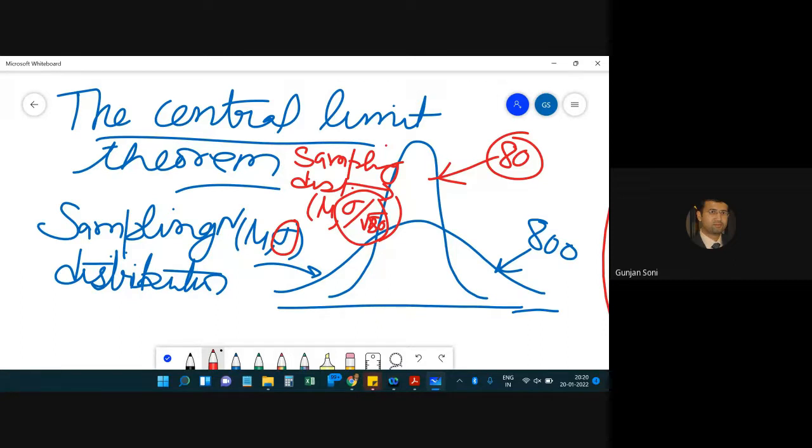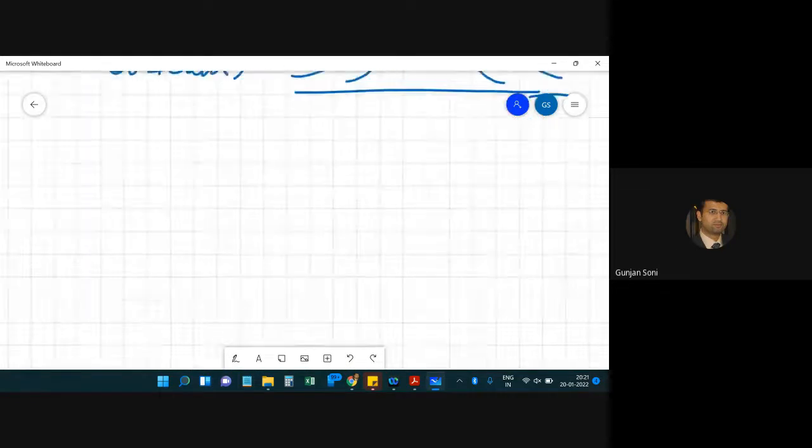So the important fact which comes out of the central limit theorem is that if the population is normally distributed, the sampling distribution will also be normally distributed for any sample size. Okay, but now let's say you got another scenario.